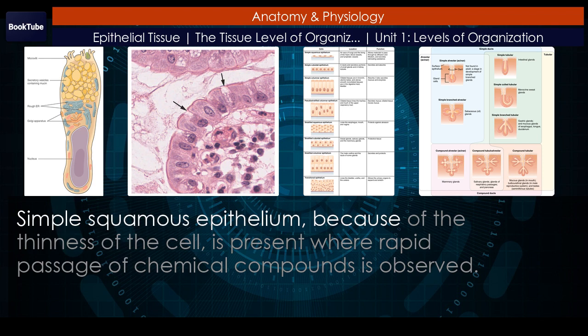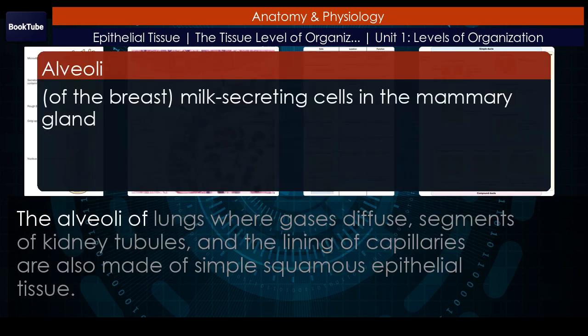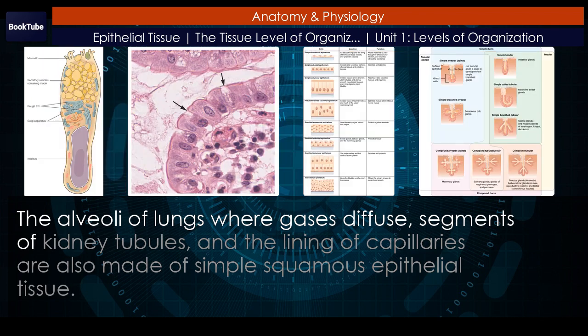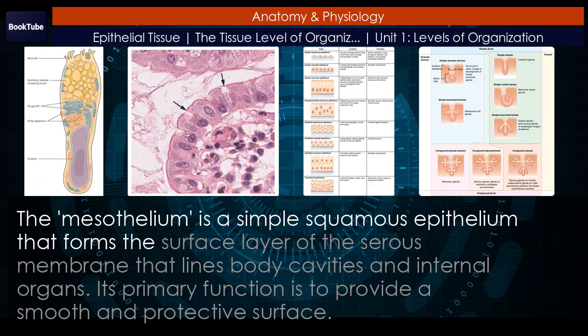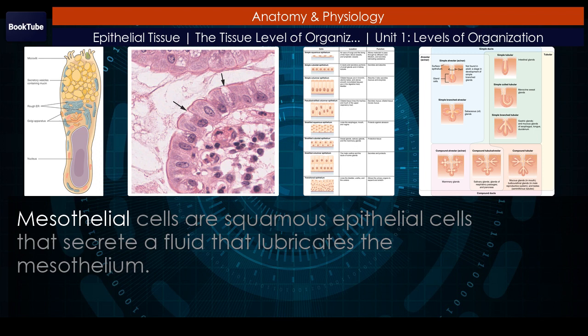Simple squamous epithelium, because of the thinness of the cell, is present where rapid passage of chemical compounds is observed. The alveoli of lungs where gases diffuse, segments of kidney tubules, and the lining of capillaries are also made of simple squamous epithelial tissue. The mesothelium is a simple squamous epithelium that forms the surface layer of the serous membrane that lines body cavities and internal organs. Its primary function is to provide a smooth and protective surface. Mesothelial cells are squamous epithelial cells that secrete a fluid that lubricates the mesothelium.